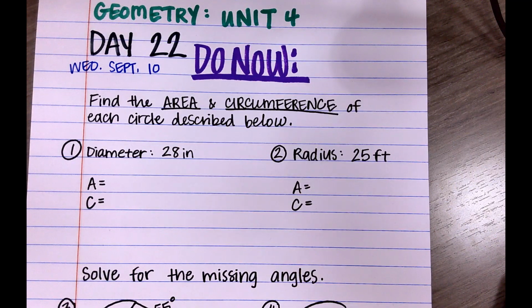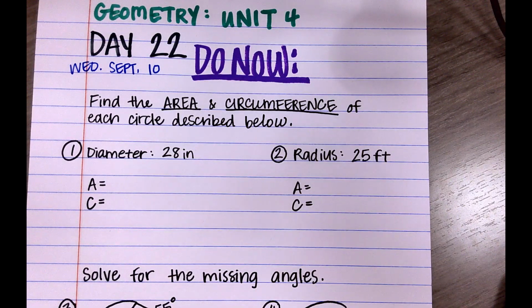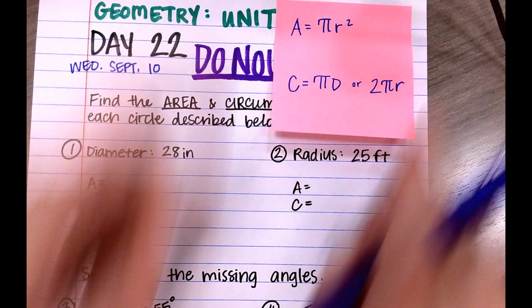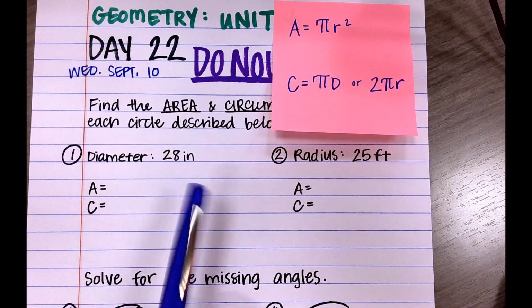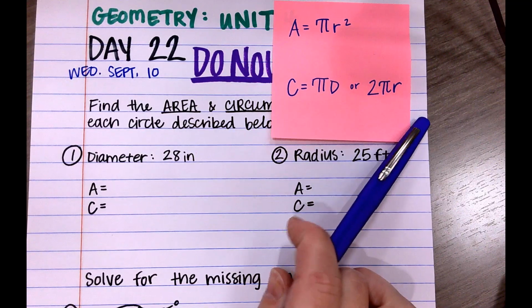So, we're really finding just a length for circumference. Area is going to be in squared units. So here's those formulas again in case we forgot. Area is pi times radius squared. Circumference is pi times diameter, or 2 times pi times radius.